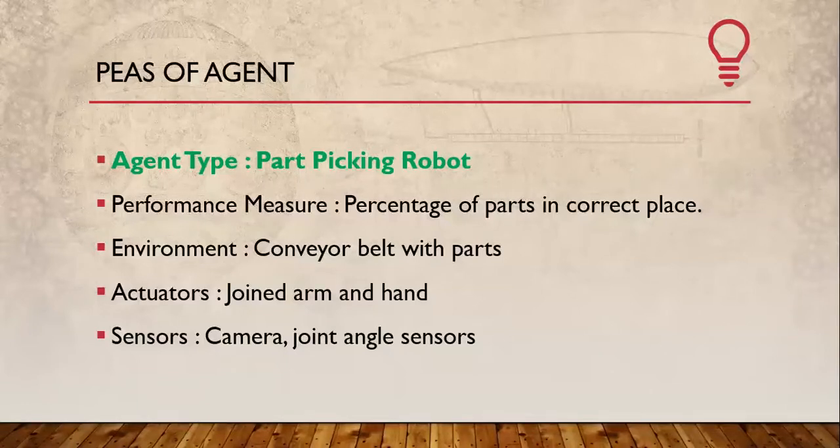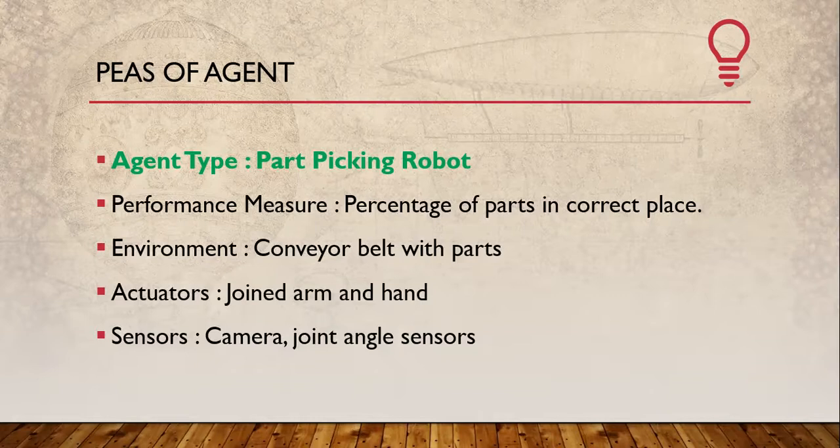So then what is the performance measure? Percentage of parts in the correct place, or maybe the percentage of parts picked up correctly, something like that. So it 100% depends upon what kind of agent it is, whether the agent is just about picking up the parts, or maybe fixing them also. So depending on that, the performance measure will be there.